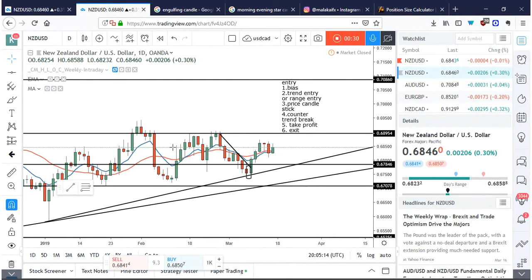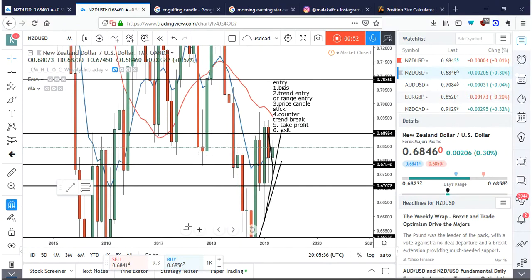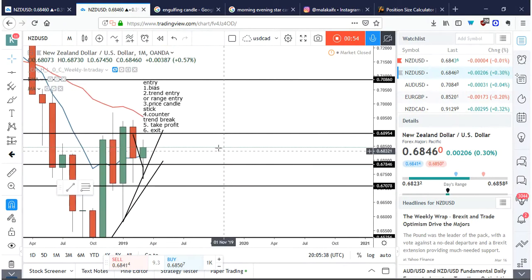So there's two ones you're going to be looking at today. Might stick it to one, depends on how long this is going to go for, because this is a lot to cover. So first we need to focus on bias. Bias. I keep doing that. Bias. So on the monthly, we saw that price has been ranging a little bit.